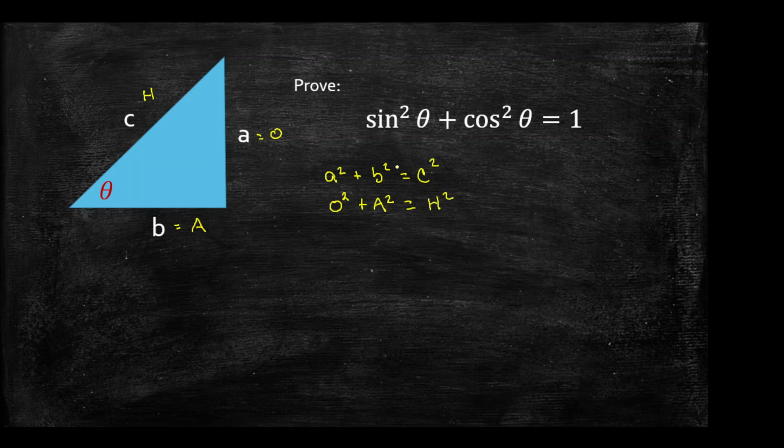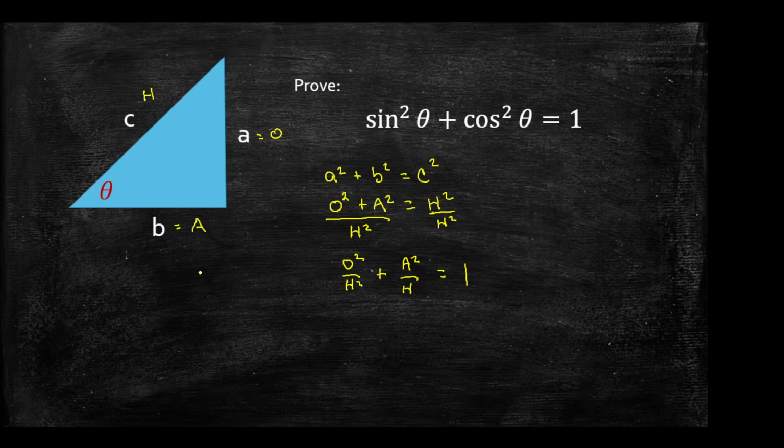Now, what else could I do to this? Well, if I wanted to, I could divide both sides of this equation by h squared. If I break this out, I would have O squared over h squared plus A squared over h squared. And then h squared divided by h squared is 1, right? So this is just 1.